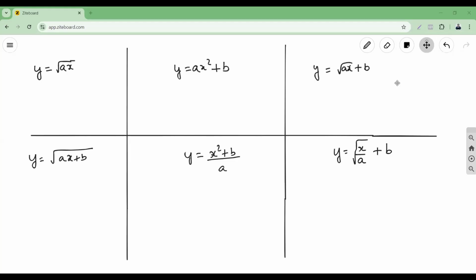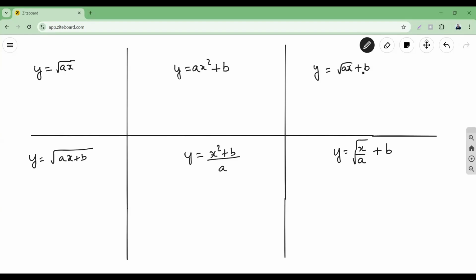Hello, math champions. You would have seen questions like these, where you would have been asked to change the subject and write an equation for x, given like this: y is equal to root of ax, y is equal to x square plus b. And here's where you see that you are confused a lot about how to do it, right?